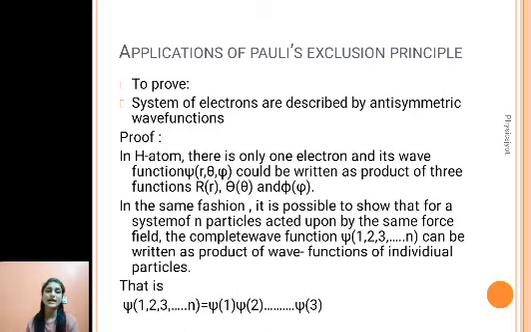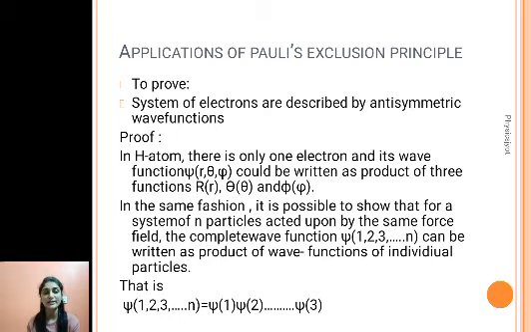Now, let us apply Pauli's exclusion principle. So, what is the application of Pauli's exclusion principle? Here we are trying to prove that a system of electrons is described by an antisymmetric wave function. And if we have to prove this, then we need Pauli's exclusion principle.